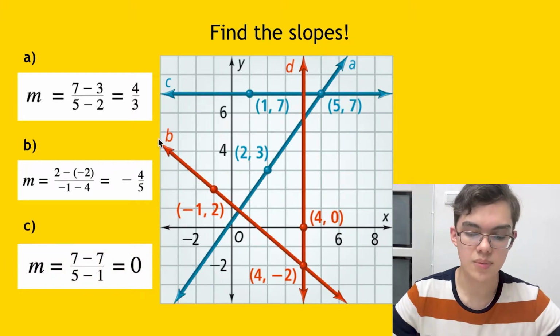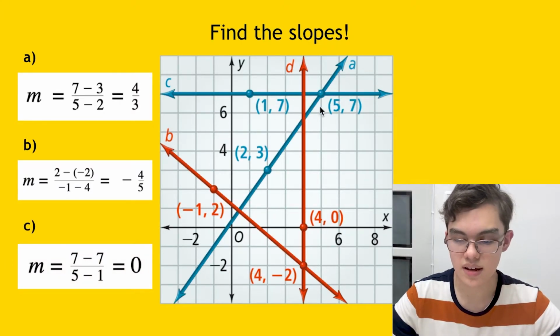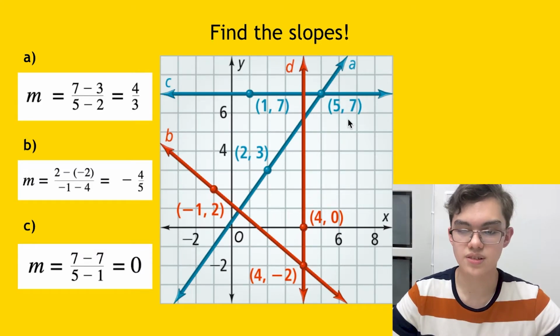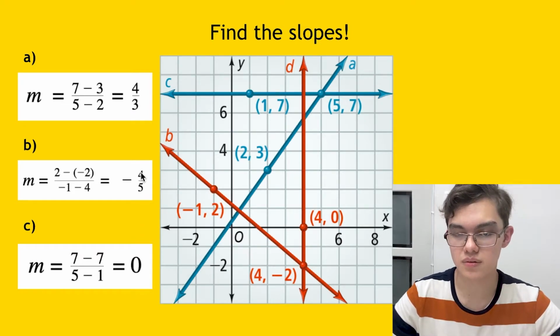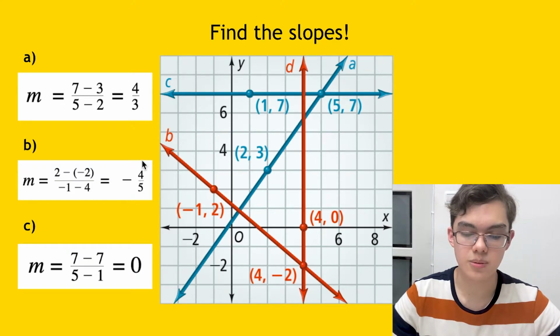Okay, good. So how about line C? Well, line C, we have our two points, (1, 7) and (5, 7). So y2 minus y1 is going to be 7 minus 7, which is 0. And when your numerator is 0, the rest of the fraction simplifies to 0.